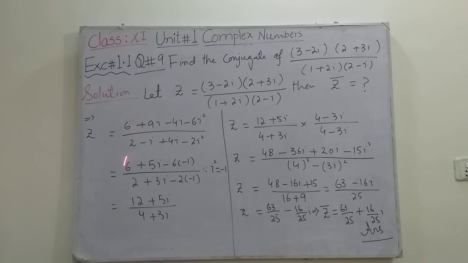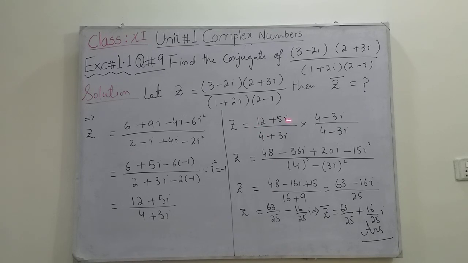So we have 6 plus 6, 9 minus 4, 5 iota, minus 1, 2, 4 iota minus iota, 3 iota, iota square minus 1. So minus minus plus 6 plus 6, 12 plus 5 iota. Minus minus plus 2 plus 2, 4 plus 3 iota. Now to simplify it further, multiplying and dividing by the conjugate of 4 plus 3 iota, which is 4 minus 3 iota.